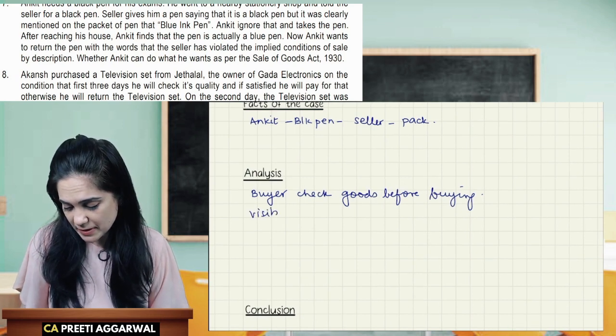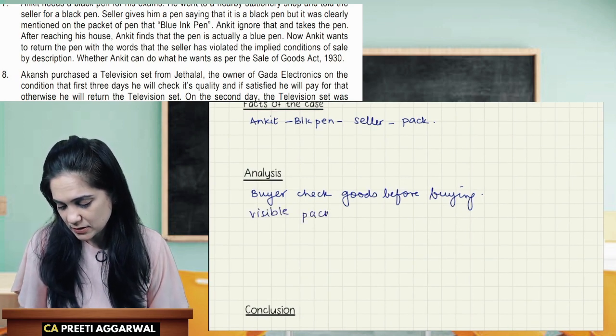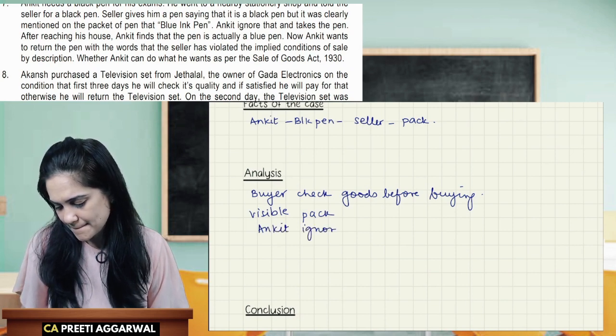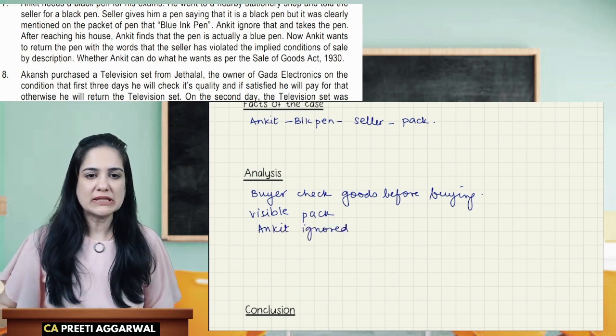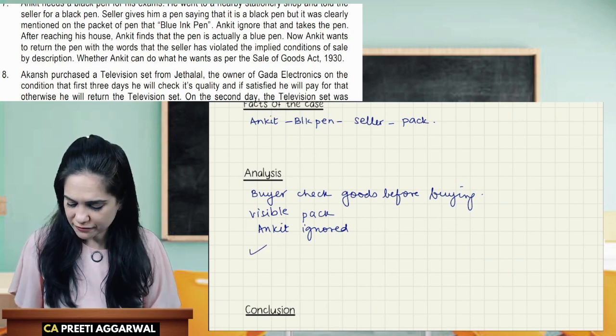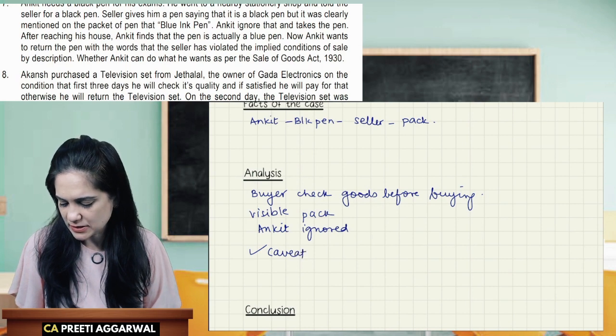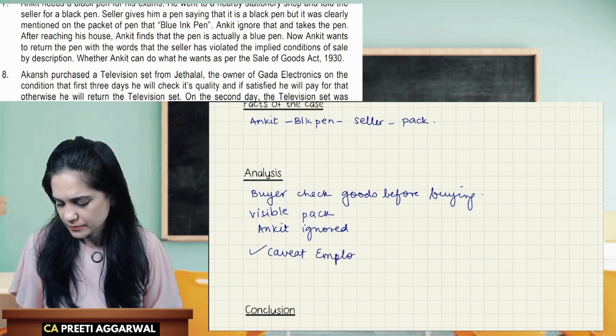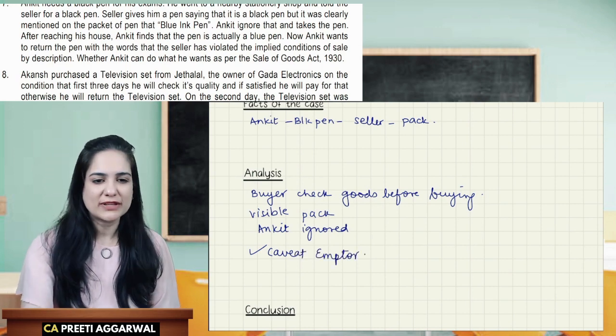It was visible on the pack. Ankit ignored it. So in this case, later when he finds, then he cannot blame the seller. The rule of caveat emptor applies here. Okay, so the buyer must check the goods before buying.